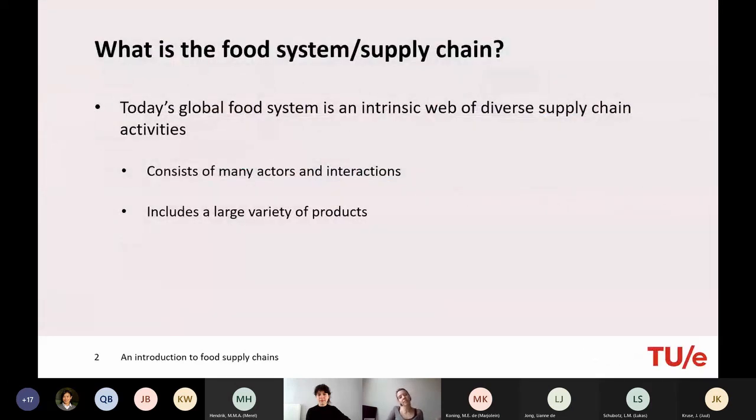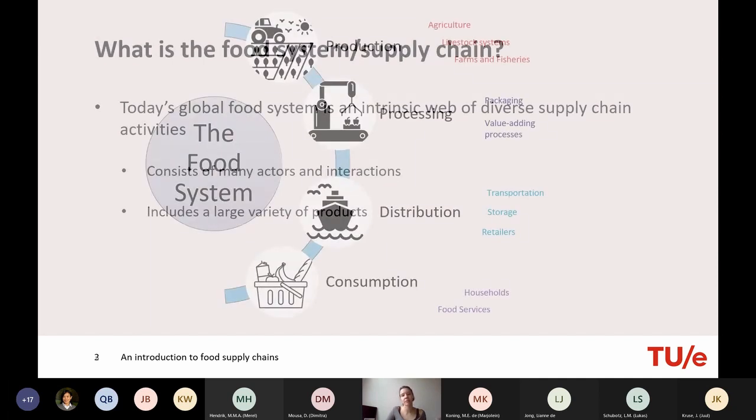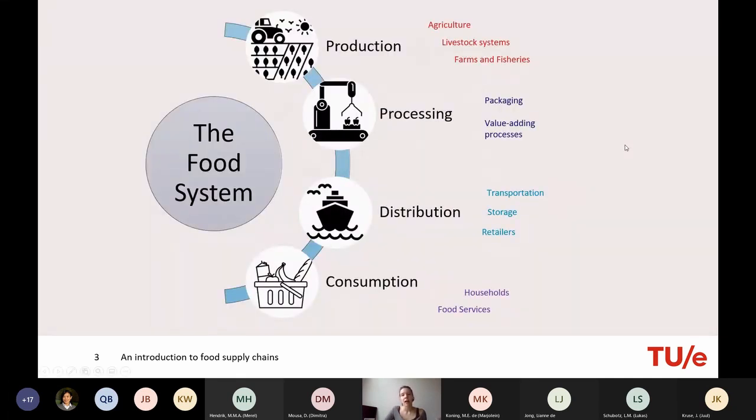So basically, what is the food system or the food supply chain? Today's global food system is an intrinsic web of diverse supply chain activities. It consists of many actors and interactions, and it can include a large variety of products, basically everything that you get in the supermarket or that you consume every day. It has to go somewhat through the food system.